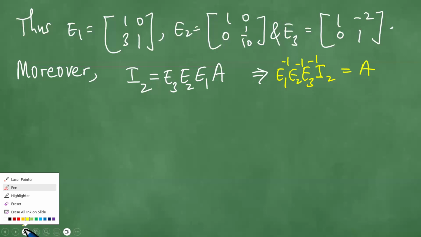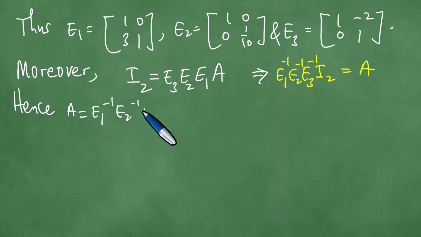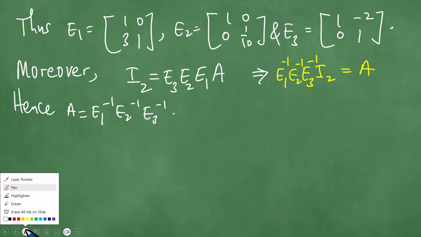Right. And this means, hence, this is E1 inverse, E2 inverse, E3 inverse. Okay, if you multiply by the identity, obviously the matrices do not change. And now we can therefore write A as a product of 3 elementary matrices over here.